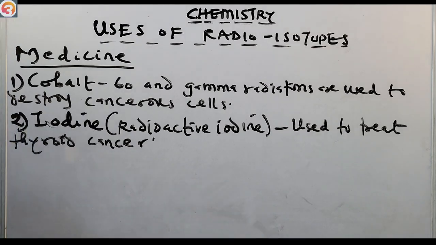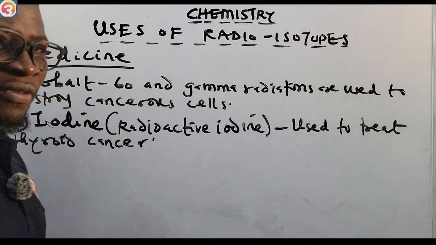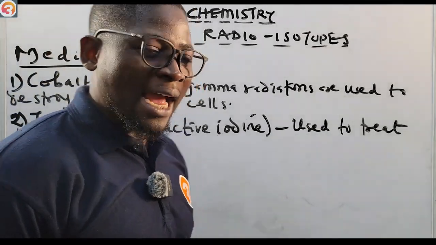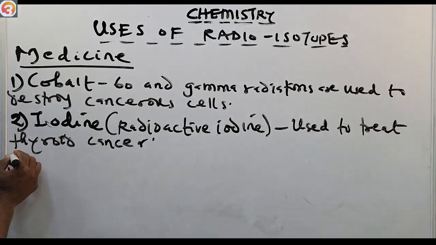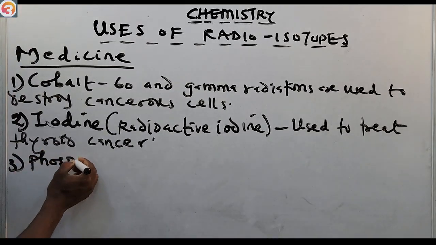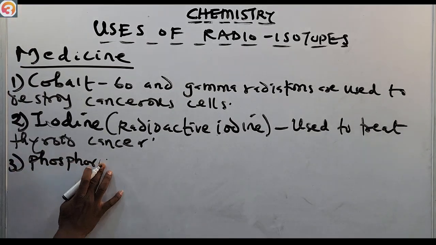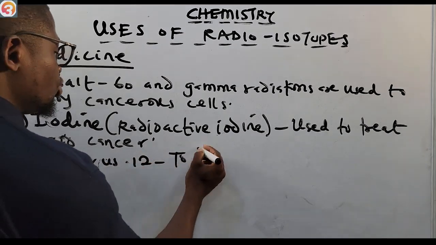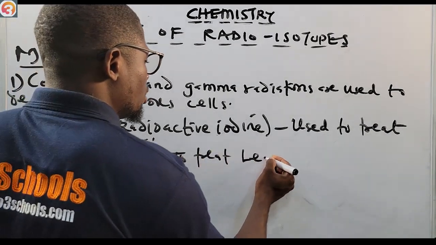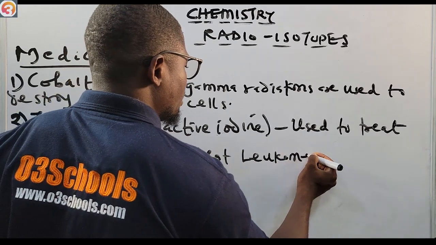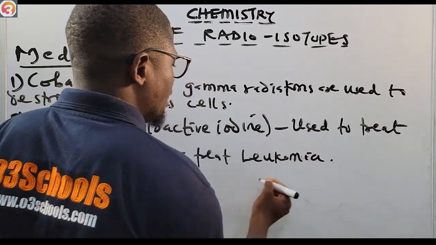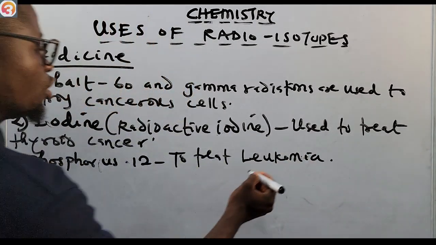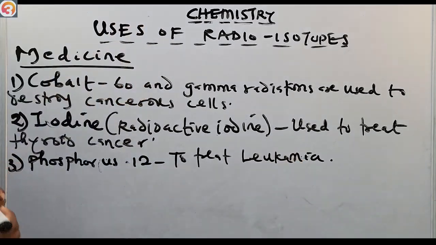Then we also have number 3, phosphorus 12, which is used to treat leukemia. Phosphorus 12 is used to treat leukemia. Please take note of that.